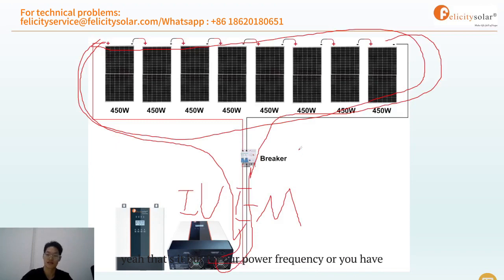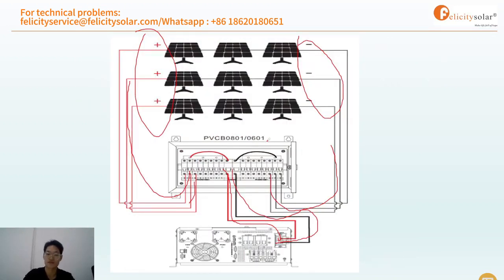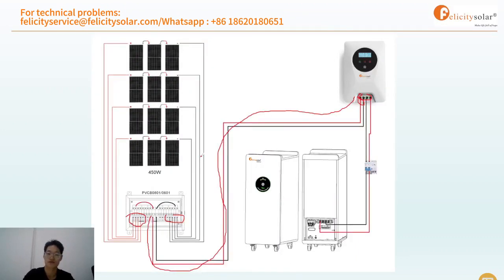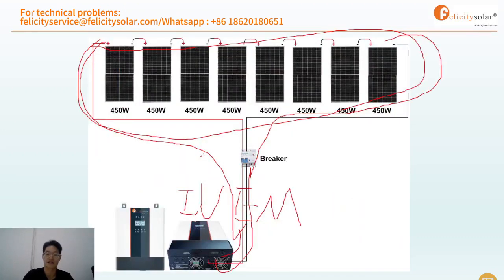Yeah, that's it. But for our power frequency, if you have more panels, like 20 or 30, you need the PV combiner box just for safety, just like this. You need it for more panels or more terminals. Yeah, that's it.